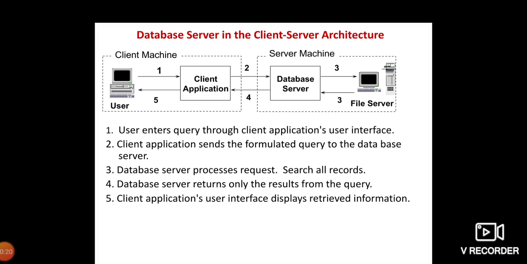The fourth one is the database server returns only the results from the query. Whatever query you have asked for, based on that, it will give the response. The response comes back from the database server. The fifth one is the client application user interface displays the result on the screen. Whatever is being retrieved will be displayed on the client application, that is the screen.